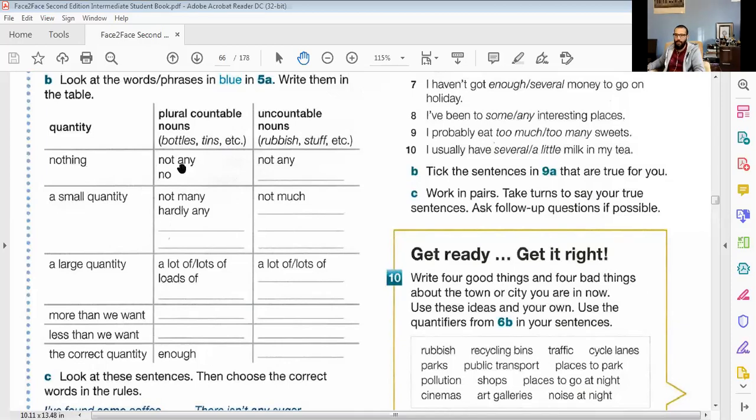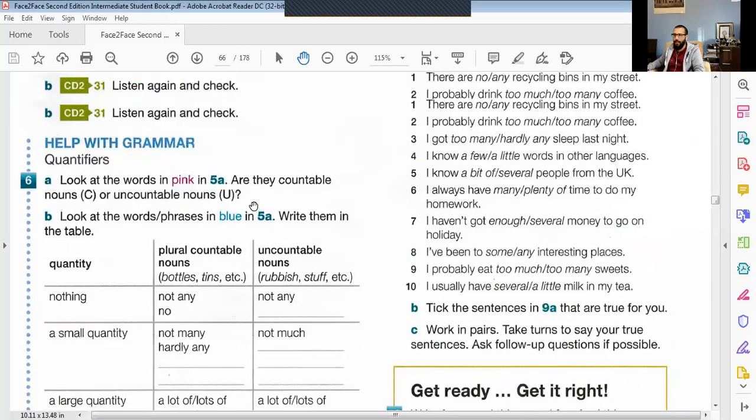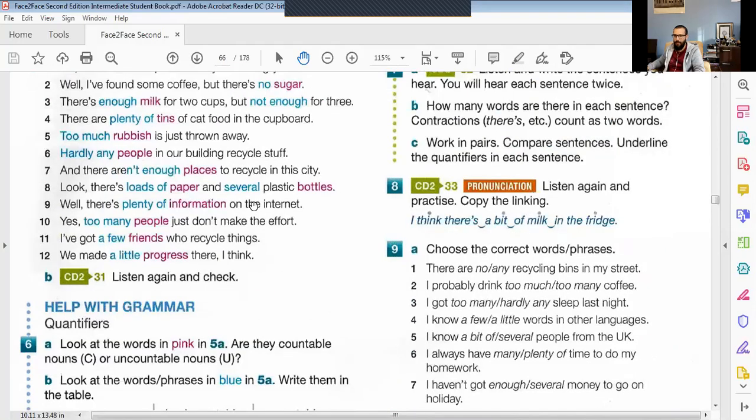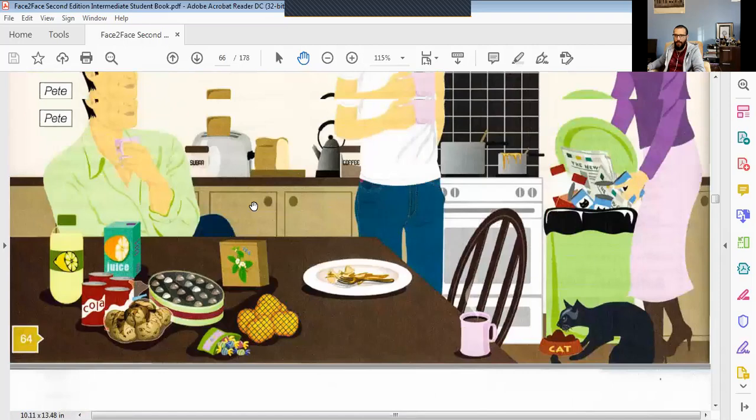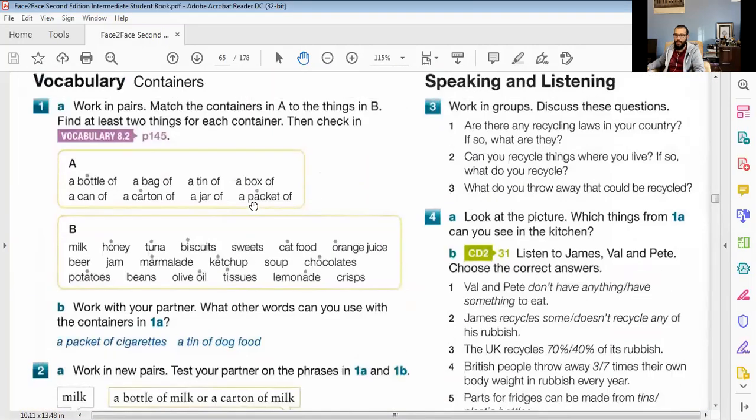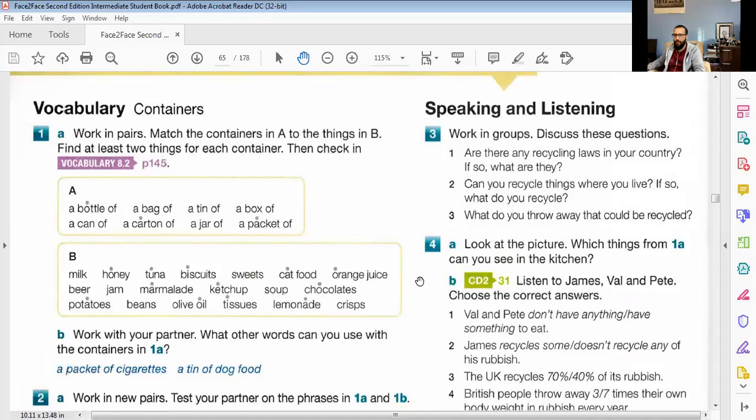So we talked about this. And we also, before that, talked about containers. And containers are also very useful when you want to talk about uncountable things or uncountable nouns. So you just use a container and it makes it much easier to talk about them. So instead of saying, I've got some soup or I've got a lot of soup, you can say, I've got a carton of soup. I've got a packet of soup.